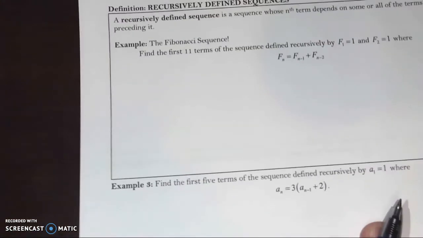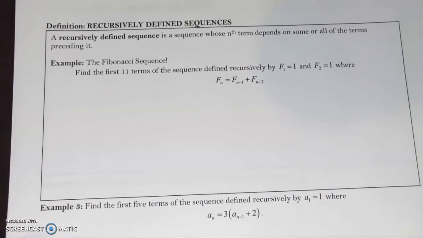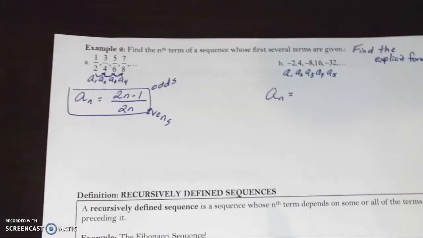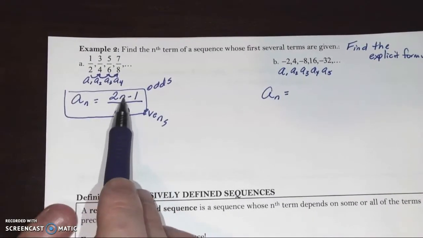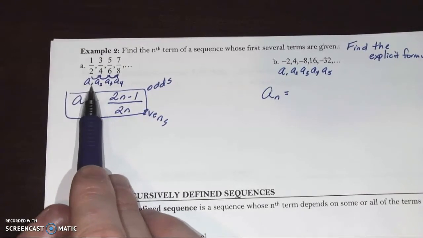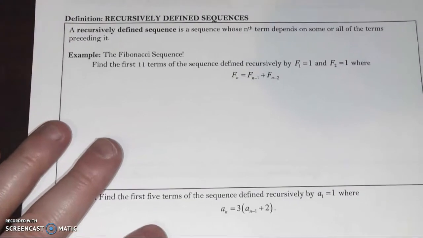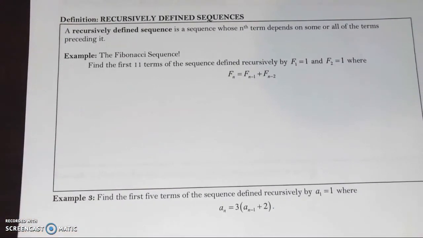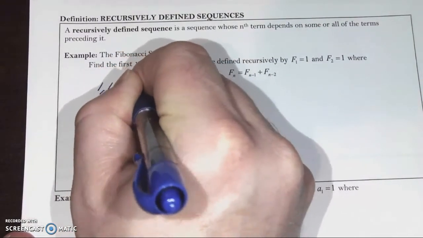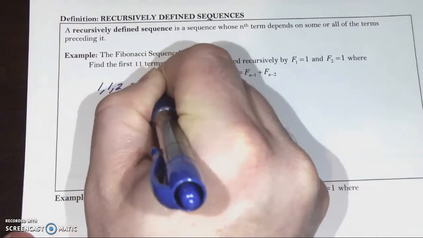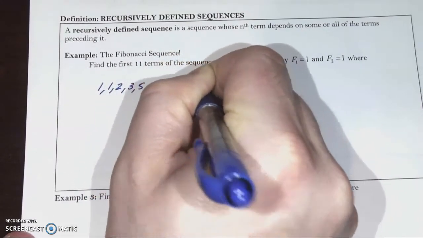Recursively defined sequences. All right. So up here we talked about an explicit formula where the sequence was written in terms of n, or in terms of the term number. We can also have sequences that are written dependent on the terms that have come before it. The Fibonacci sequence is one. The Fibonacci sequence: 1, 1, 2, 3, 5, 8, 13, 21, etc.